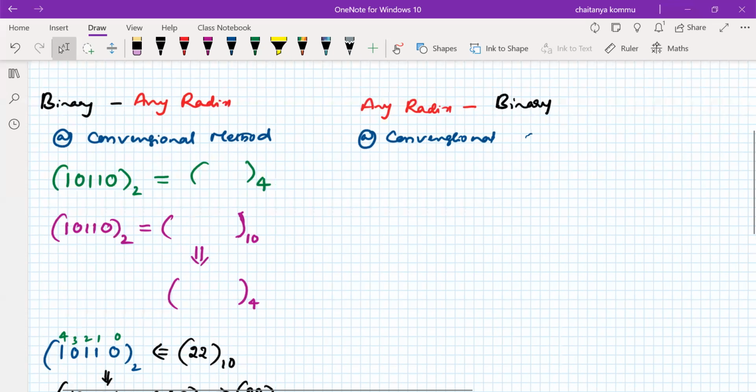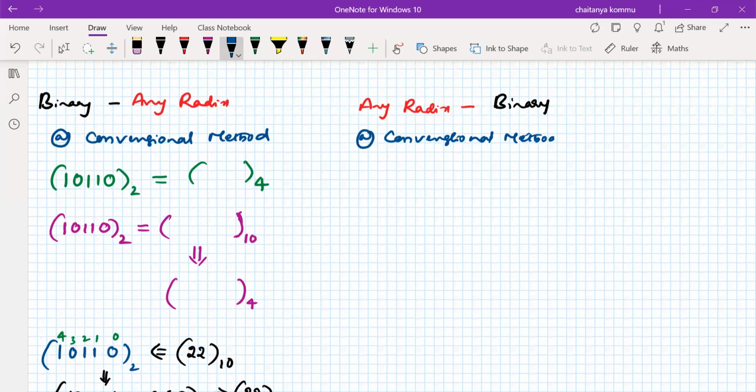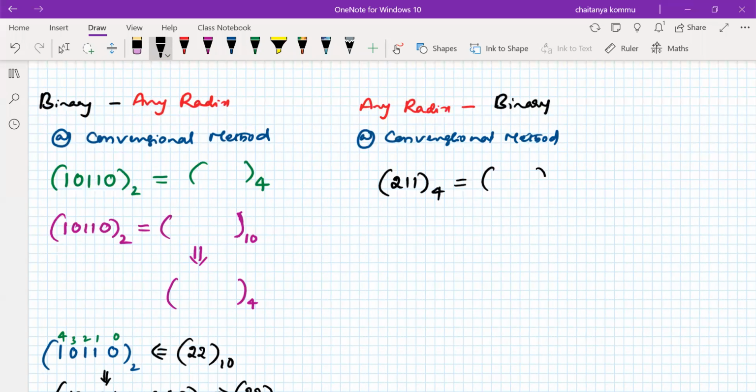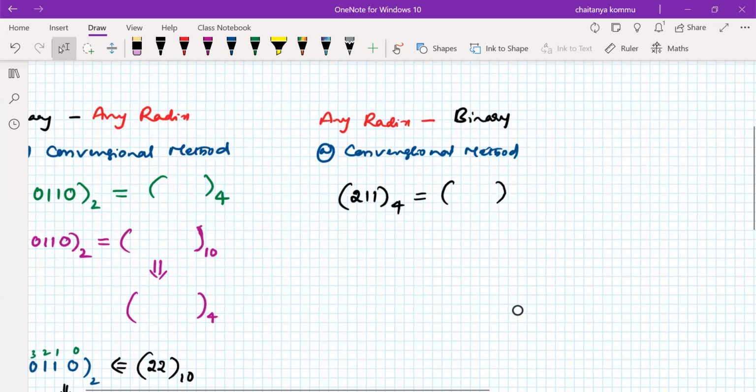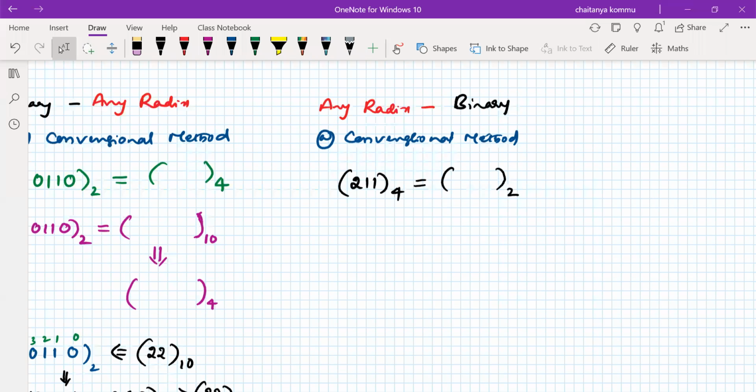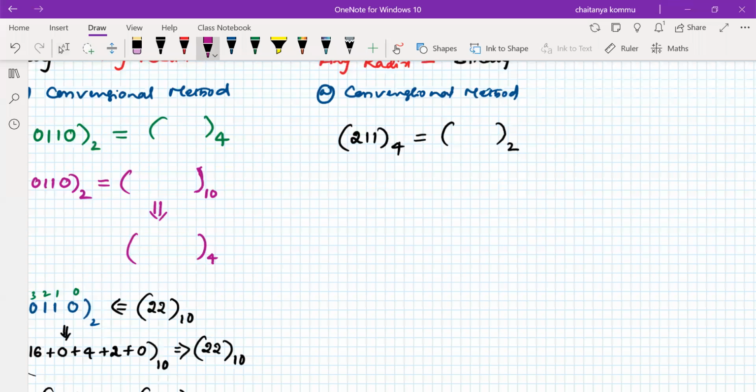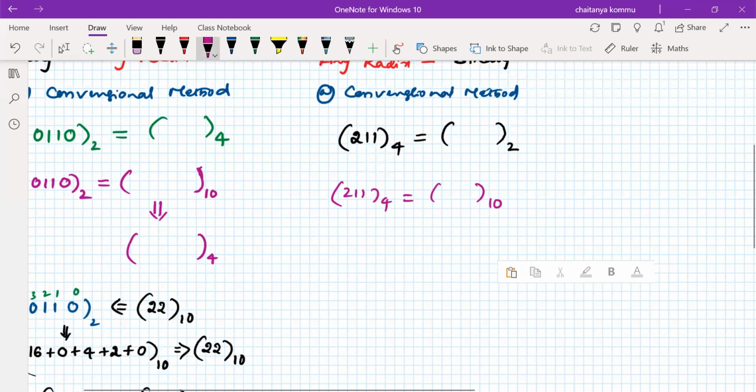Conventional method. So what I can do here, considering 211 of base 4, I want to convert it into radix 2. So what I have to do is convert this 211 of base 4 into base 10.